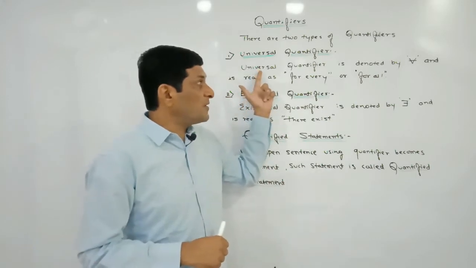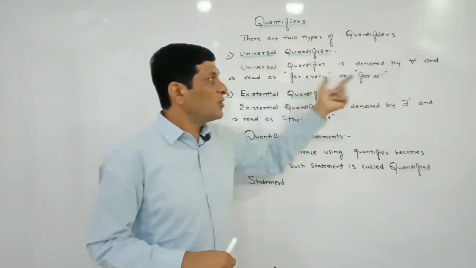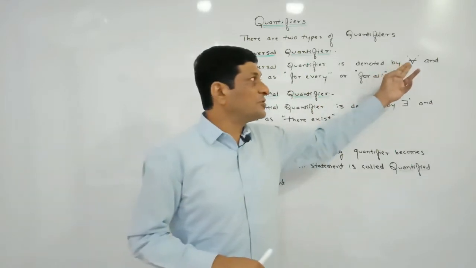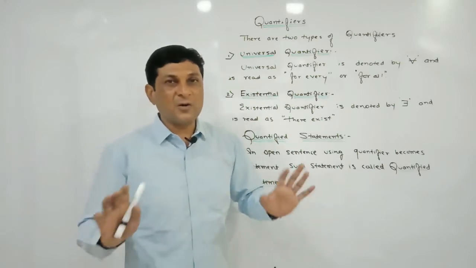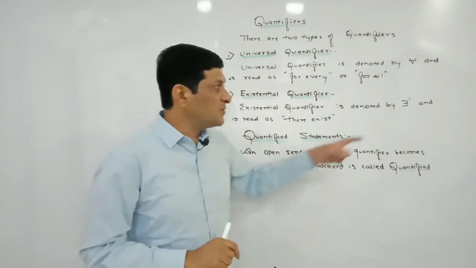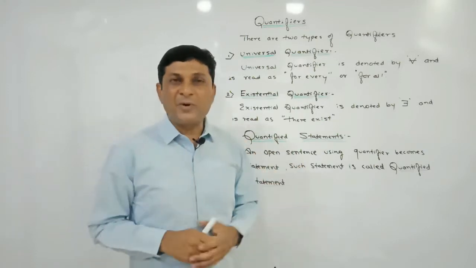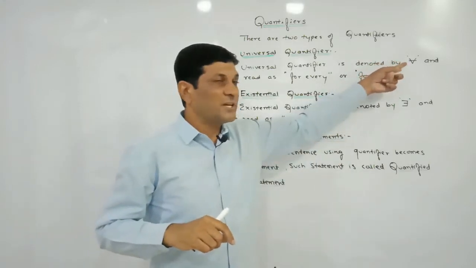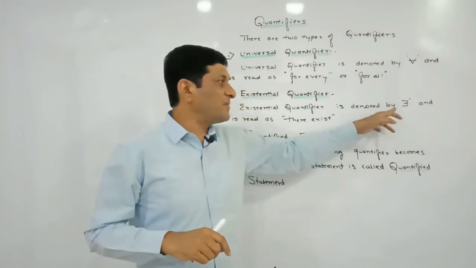The universal quantifier is denoted by this notation, and this notation is read as for every or for all. The second quantifier is the existential quantifier, denoted by this notation and read as there exists. So two types of quantifiers are there: universal, read as for every or for all, and existential, which is read as what?